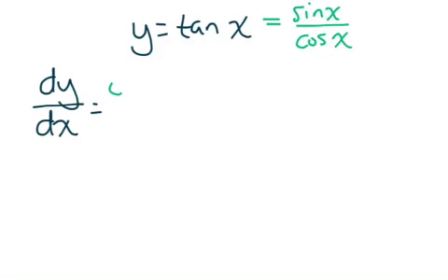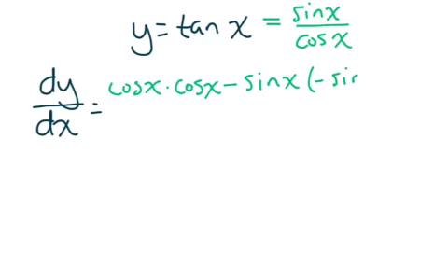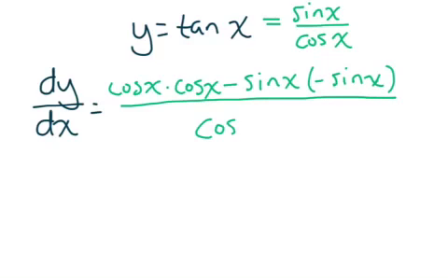So we say low, that's cosine x. D high, derivative of sine is also cosine x. All right. Minus high is just sine x. Derivative of cosine is negative sine x. And finally, over low, so when we square cosine, we get cosine squared x. And we go ahead and simplify this.